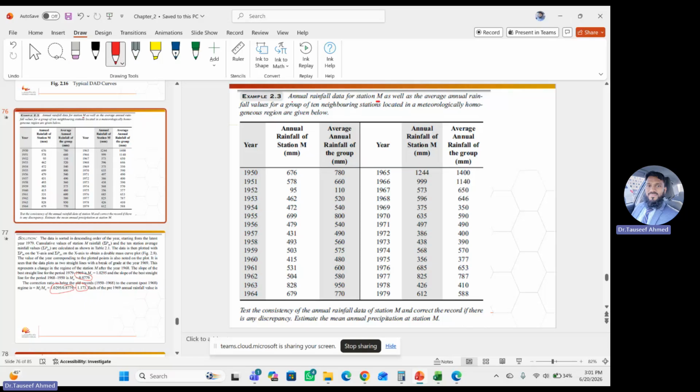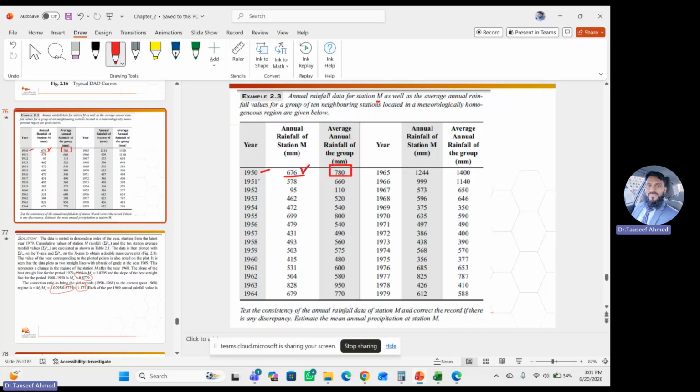I will read the question. Annual rainfall data for station M as well as the average annual rainfall values for a group of 10 neighboring stations located in a meteorologically homogeneous region are given below. In 1950, the rainfall of station M is 676 and the average annual rainfall of the group of any 10 stations is 780. This is for 1950.